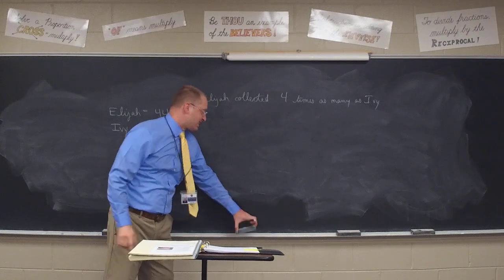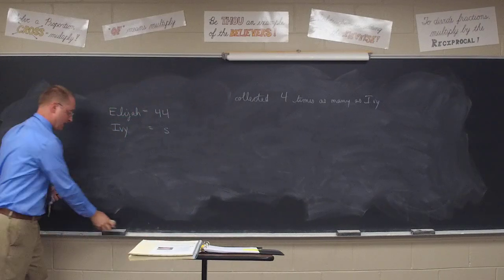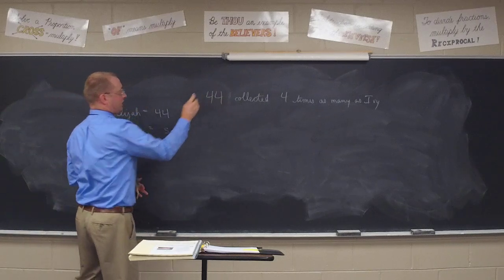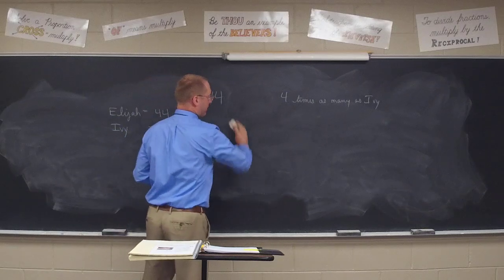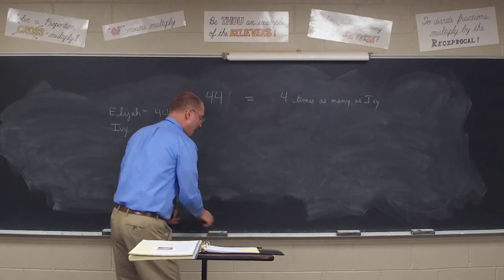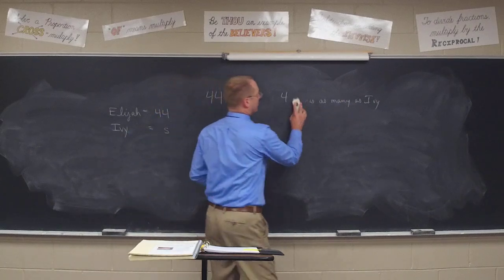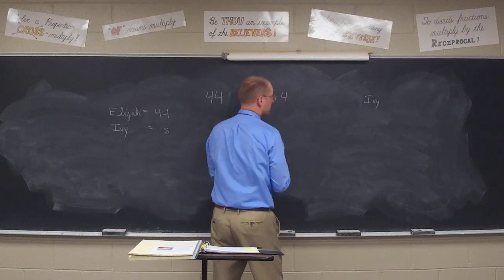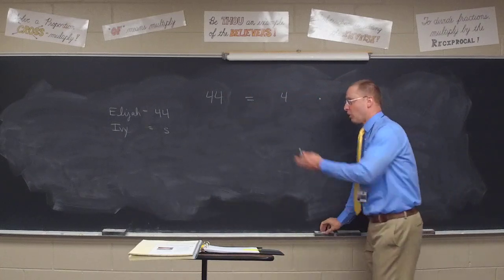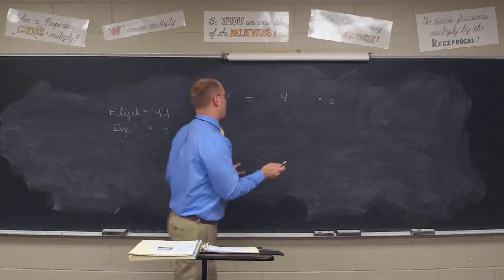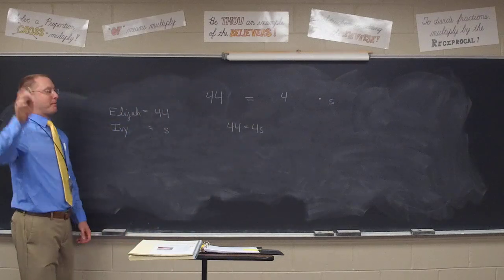Class, we can replace Elijah in that sentence with what? 44, because that's how many he collected. So instead of Elijah collected, well, 44. And instead of collected, we said that's our verb, so that gets replaced with our equal sign. And when it says times as many as, that tells me we're supposed to multiply. And instead of Ivy, we could put S. So in other words, if we condense it, 44 equals 4S. How many had that equation?